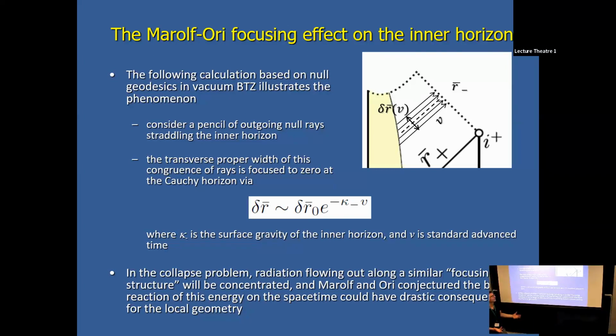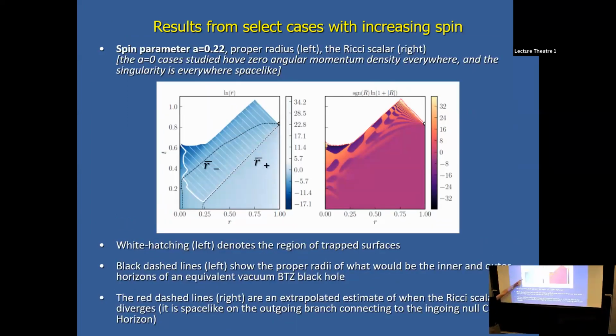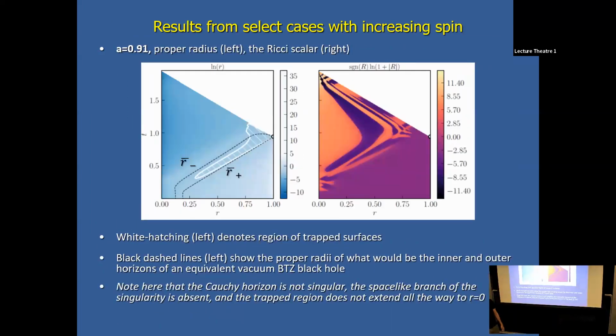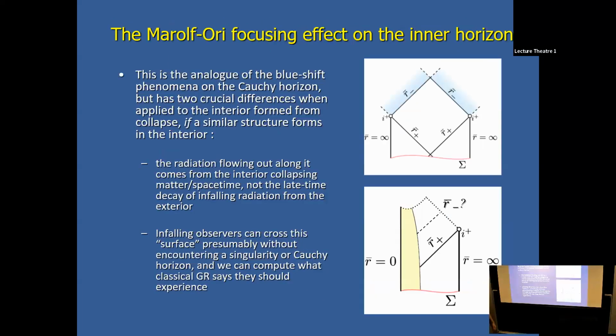But of course, all this depends on whether a similar structure forms in the interior. Again, I showed you things where perhaps something similar is forming, but at late times it's different, and that is a late time effect. In the other cases, it doesn't look at all like that's happening, at least from these diagrams. Here, okay, perhaps. But the surprising thing is that we do see a very strong focusing effect, regardless of the spin parameter. And that's illustrated here.